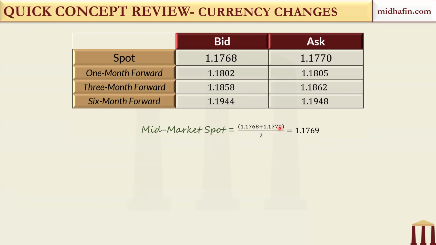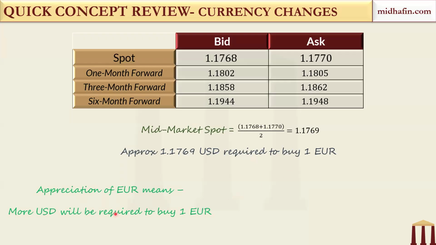Okay. What is the meaning of this in terms of the relationship between euro and dollars? Because this is the table for euro and dollars, as I said earlier. So it means that approximately $1.1769 are required to buy 1 euro. Okay. Now, those of you who are not very comfortable or are not aware of appreciation or depreciation of currency, I'm explaining it once again using this example. See, appreciation means what? Appreciation of euro means that in the future, more USD will be required to buy 1 euro.